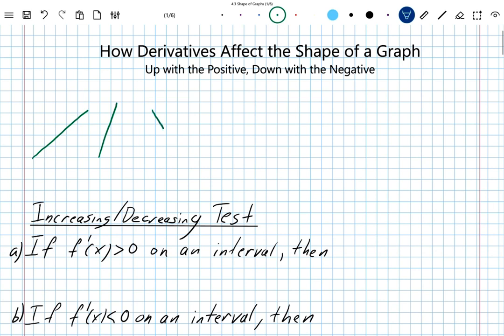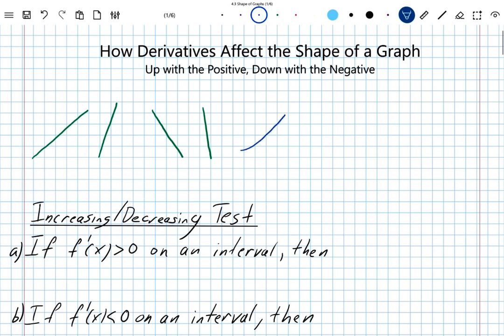Similarly, if my tangent line looked like this, well, that has a negative slope, and so that's telling you that that derivative would be negative. And if it was steeper, well, it's more negative. Okay, well, so what might this look like?